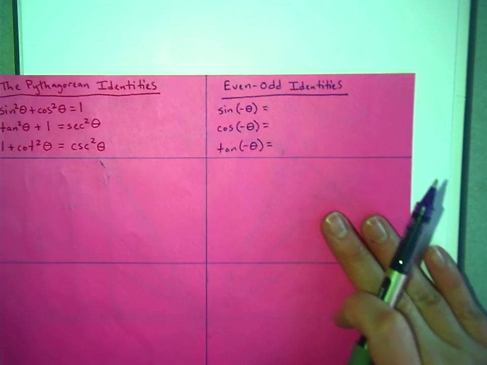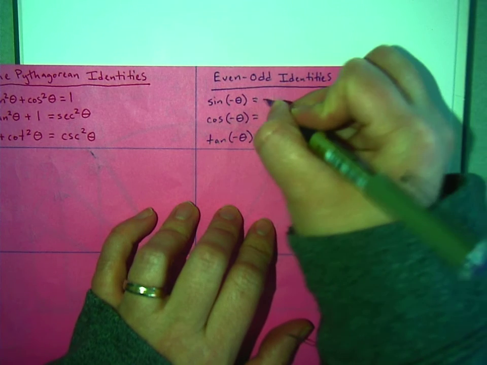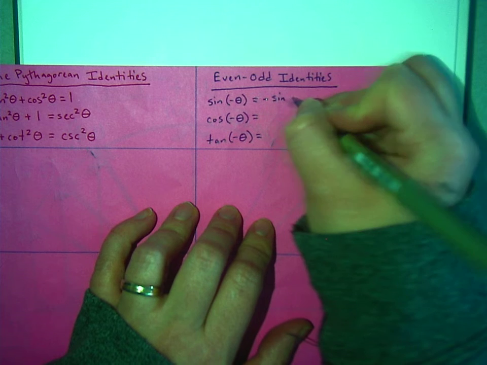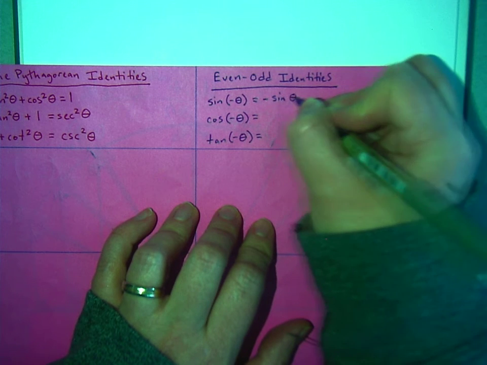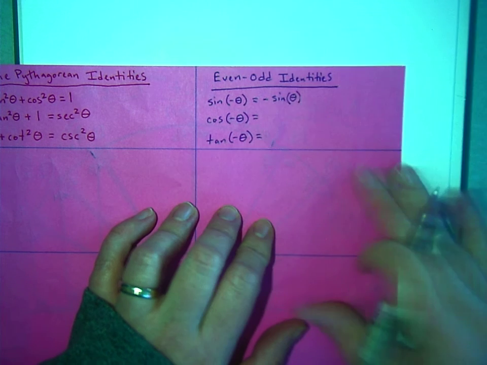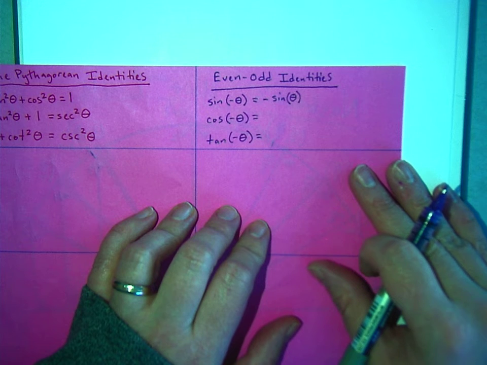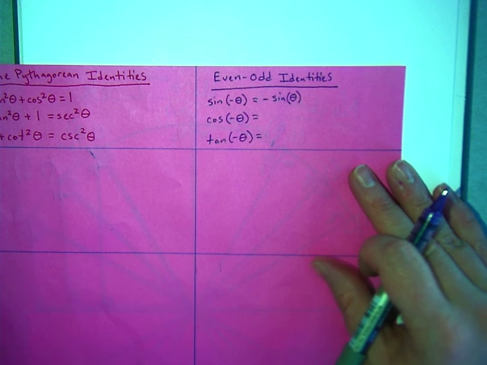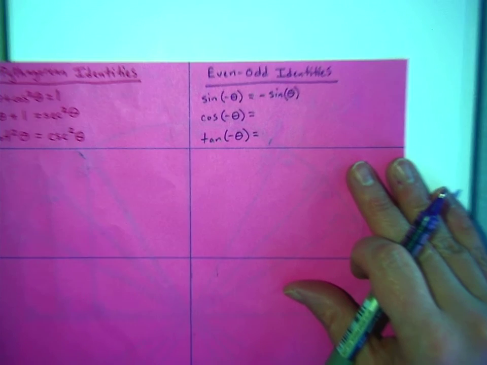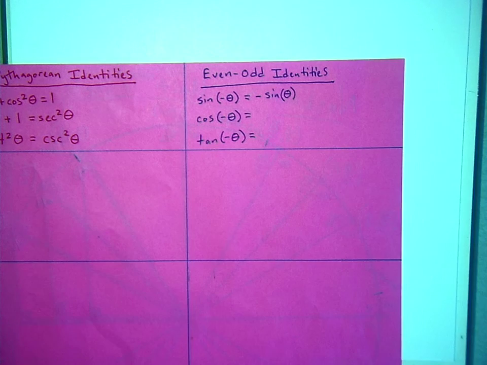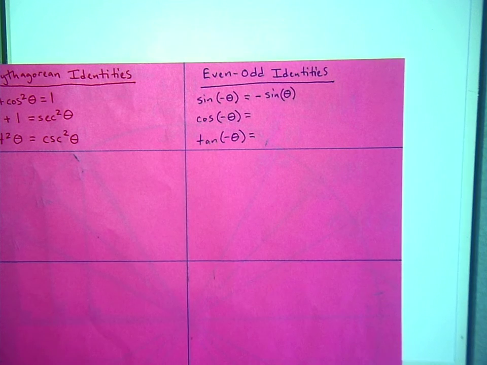Okay, so I'm going to write: the sine of negative theta is negative sine of theta. What that means is that you take whatever the sine of theta would have been, and you just make it negative. So they're opposites of each other. One's positive, one's negative, or if the other one was negative, the other one would be positive.